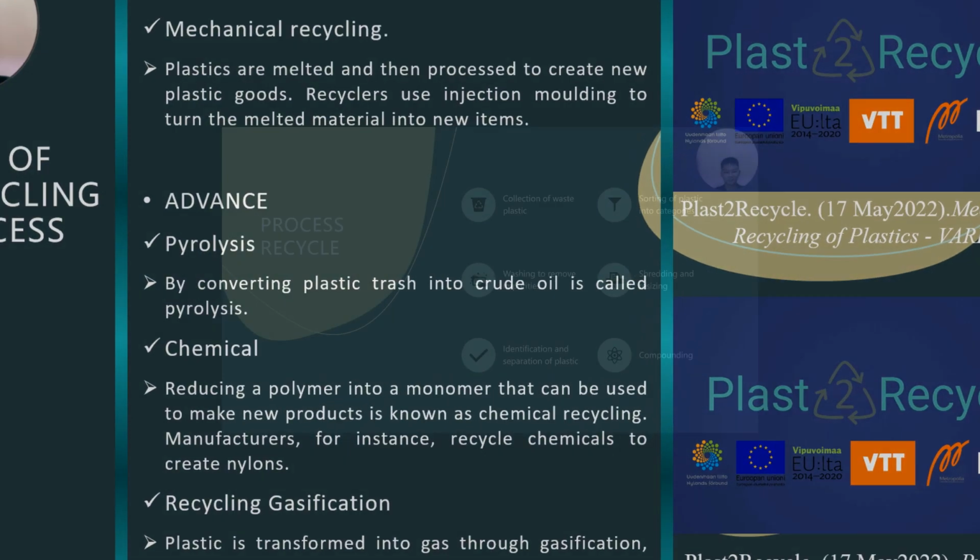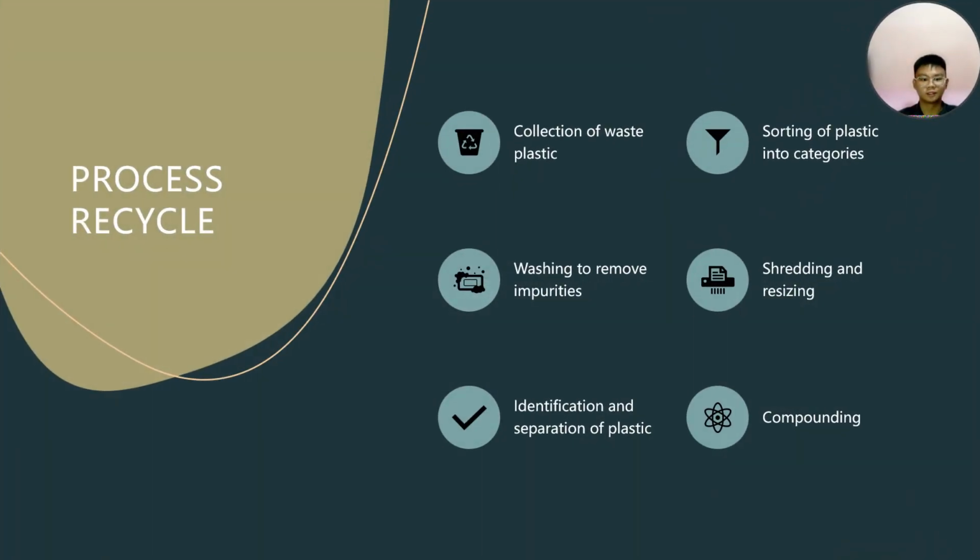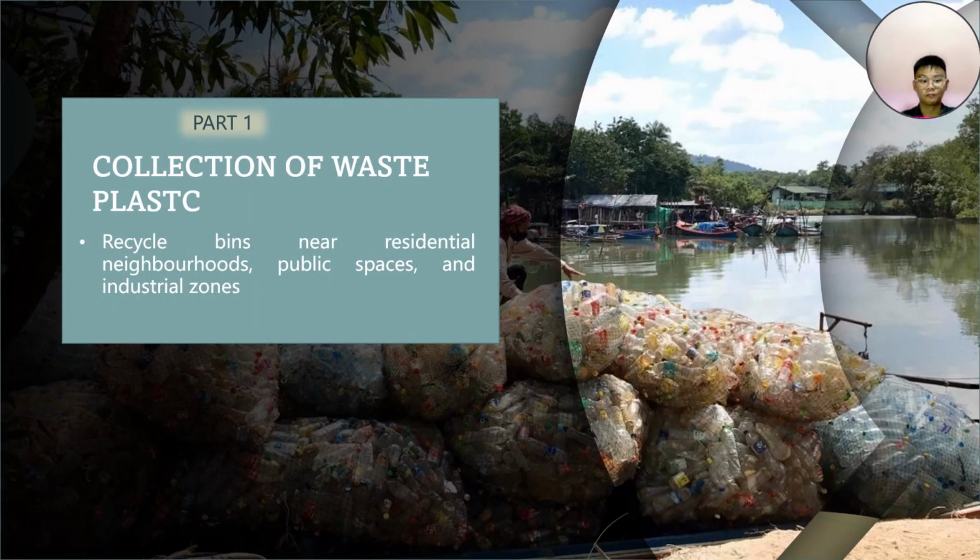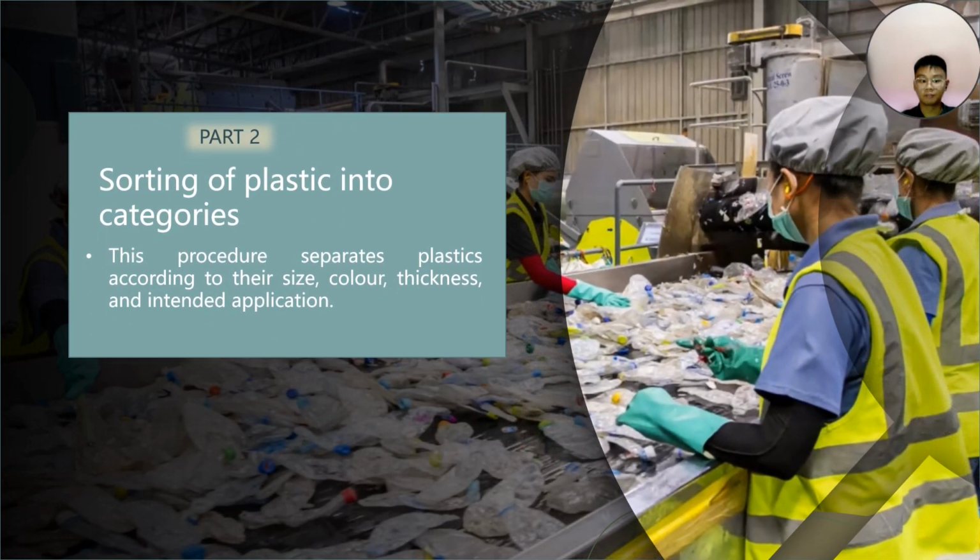So next, I will explain about the process of recycling. The first part is collection of waste plastic. The recycle bins near residential neighborhoods, public spaces, and industrial zones will be collected. After that, it will be sorting of plastic into categories. Basically, this procedure will separate the plastic according to their size, color, thickness, and identical application.